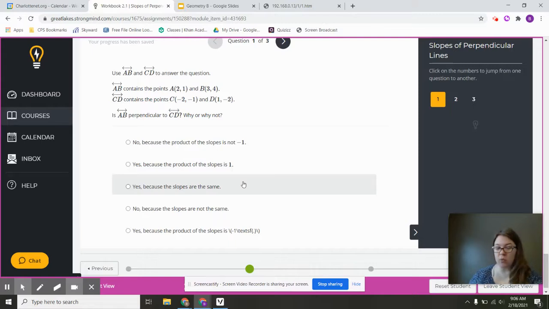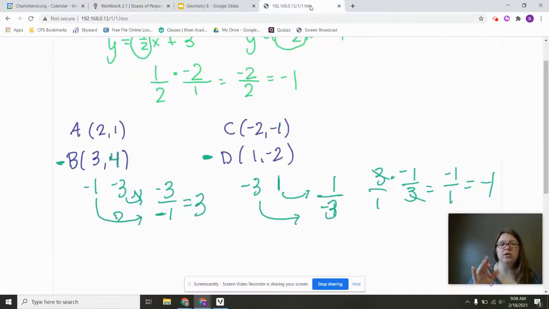So right here, we have this AB contains those points, CD contains those points, and are they perpendicular? Why or why not? So I wrote these two down. I wrote the steps down, and then I subtracted vertically. So subtract. Let me show you with another color. So I did 1 subtract 4 and got -3. That went into the numerator. So -3 goes right here.